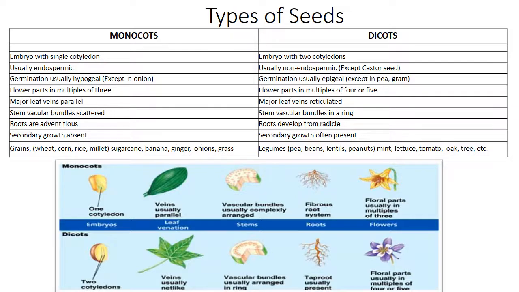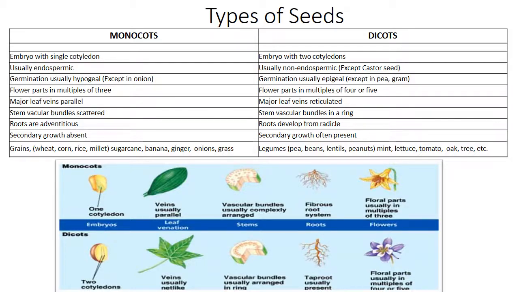The monocot flower parts are multiple of 3 and in dicots these are multiple of 4 or 5. In monocots, major leaf veins are parallel, in dicots reticulated. Monocots stem vascular bundles are scattered, in dicots these are ring shaped. In monocots, roots are adventitious and dicots it is taproot system. Roots develop from radicle. In monocots, secondary growth is absent, but in dicots, secondary growth is often present.